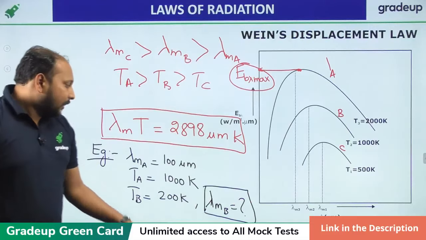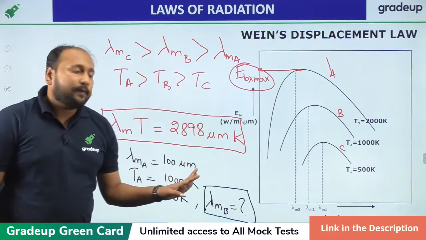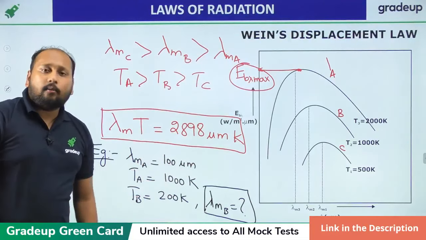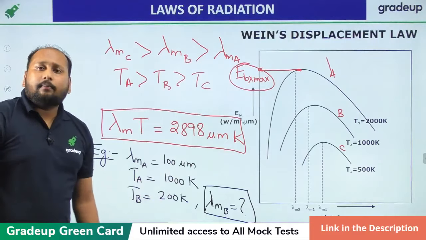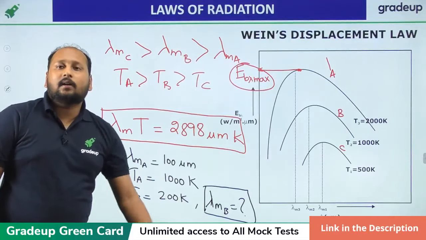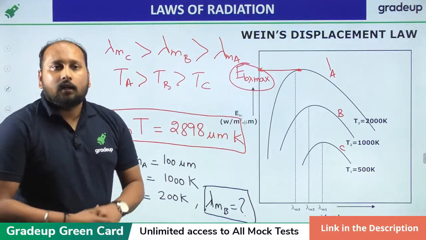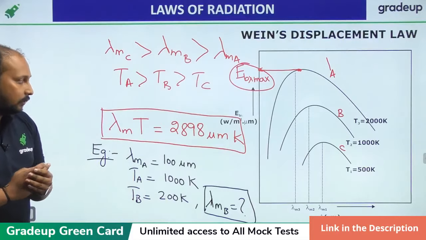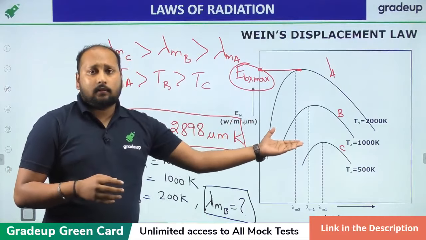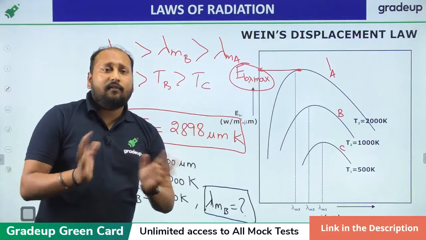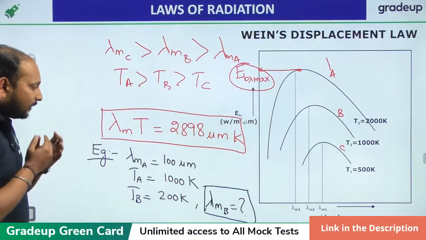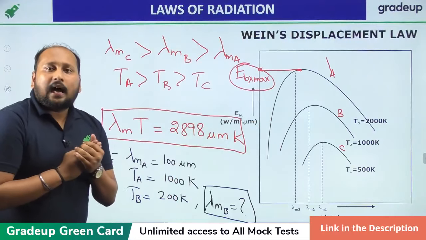Quickly respond to this. We are taking an example from Wien's displacement law. There are two bodies. The maximum wavelength for A is 100 micrometer. For TA, the corresponding temperature is 1000 Kelvin. Temperature for B is 200 Kelvin. So what will be the maximum wavelength for body B? Can you tell me what should be the answer? Because these are some 1 mark problems which they ask from this basic concept. Clear? And every year you can expect one problem from this Wien's displacement law. So try to tell me quickly what should be the answer.